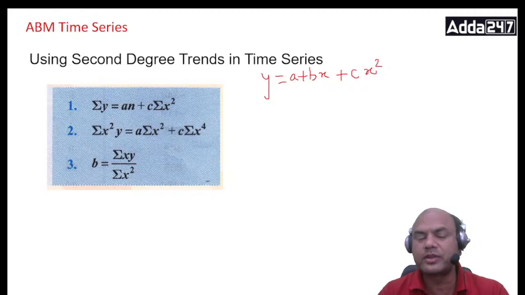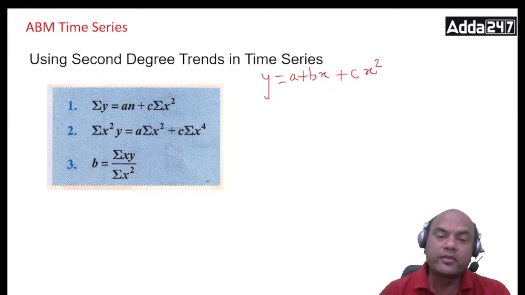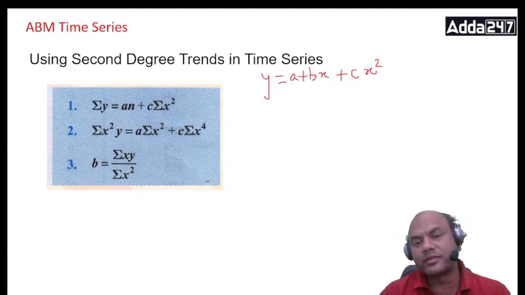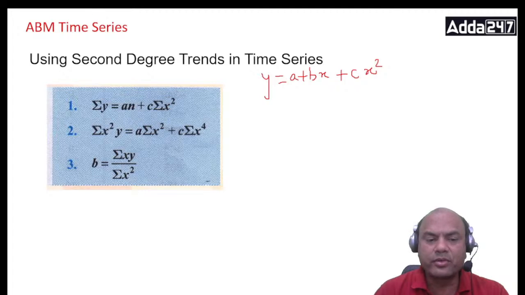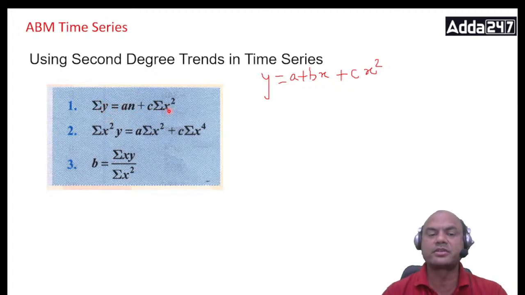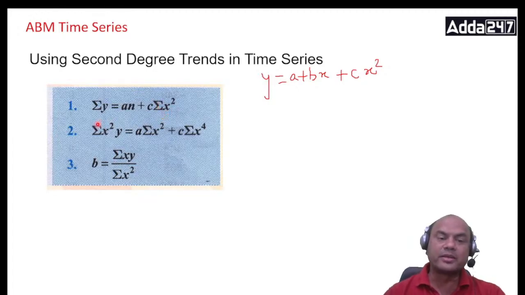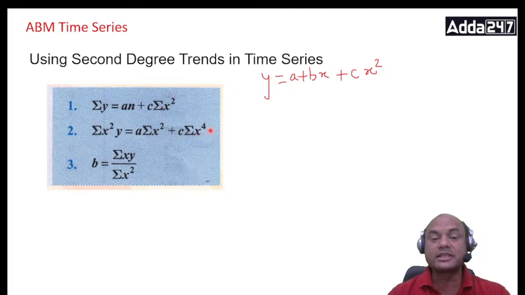Sometimes they ask you this curvilinear also. If they ask you this curvilinear, then you'll have to solve this again. So the b formula is the same as it was in the linear equation: summation xy upon summation x square. Only these two formulas you'll have to add. Summation y equals na plus c summation x square. And summation x square y equals a summation x square plus c summation x raised to 4.